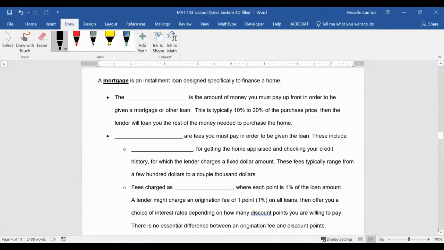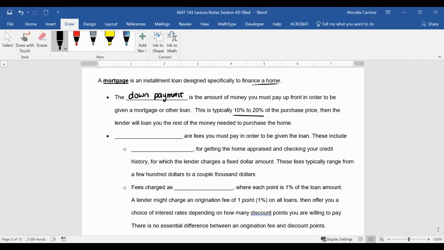Okay, so a mortgage is a specific installment loan that is specifically for a home. Just some terminology about mortgages. We usually have a down payment. There are some loan options where you may not have to pay a down payment, but generally they like you to use that, and it's typically between 10 and 20% of the purchase price, and then the loan would be the extra amount.